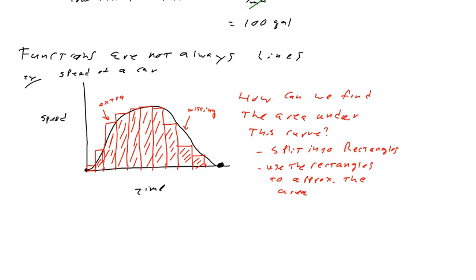Sometimes you have extra stuff. Sometimes you have some missing areas, right? Extra bits where the rectangle's too big. Sometimes the rectangles are too small. But overall, we can at least get close to the area under this curve, right?